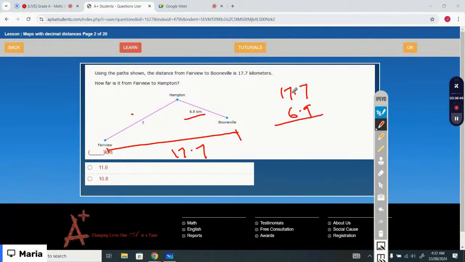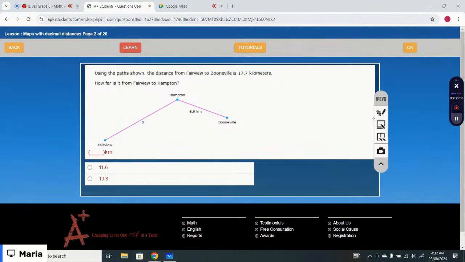Just subtract: 17 take away 9 is 8. 6 take away 6 is 0, and 1. That is 10.8. Option number 2 is the correct option. That is 10.8.